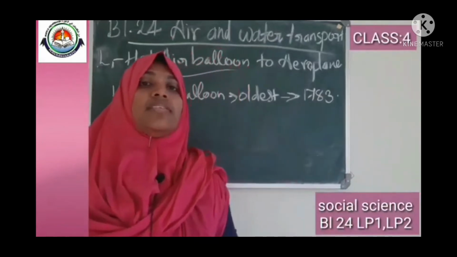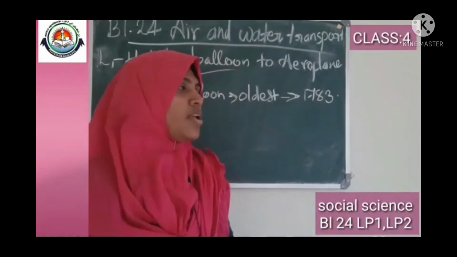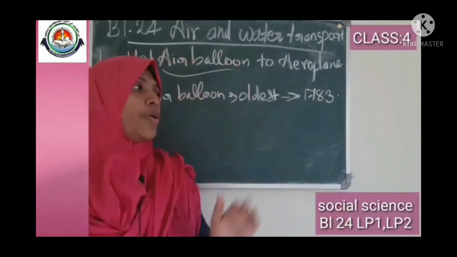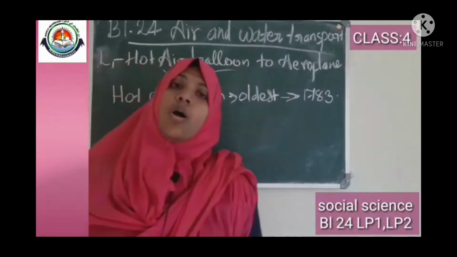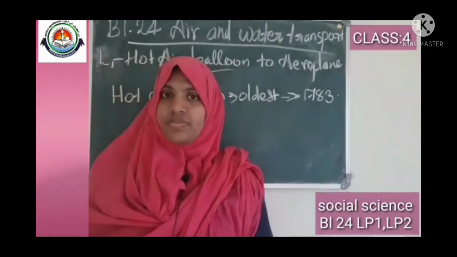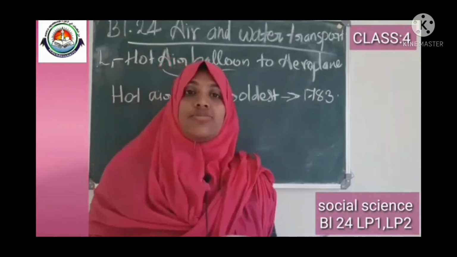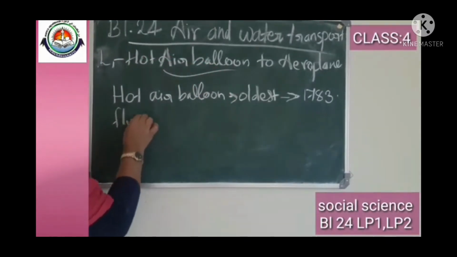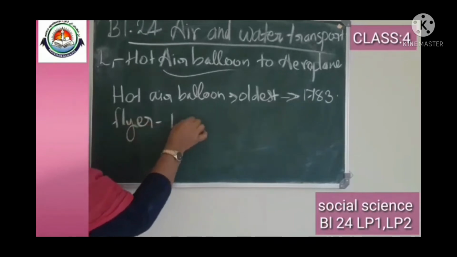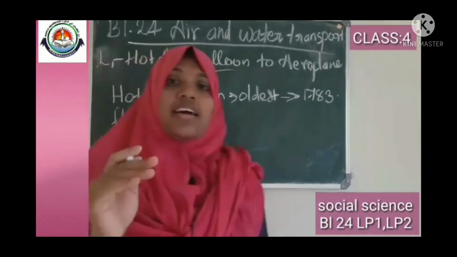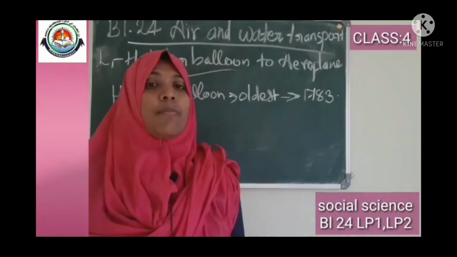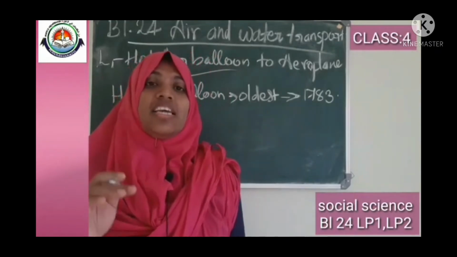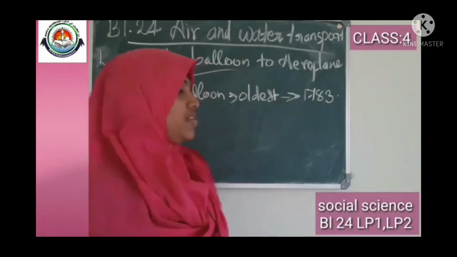How many people can travel in it? Only 1 or 2 people can travel in a hot air balloon. Then which is the next one? Flyer 1. Flyer 1 is the next type of aeroplane. It was invented by the Wright brothers.